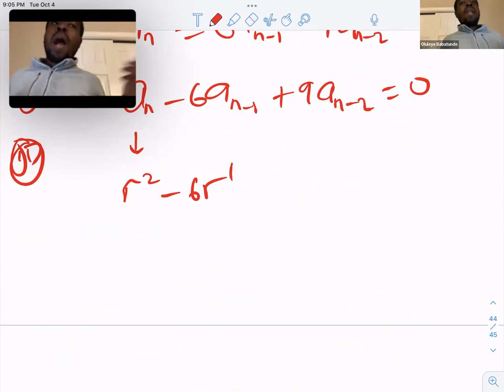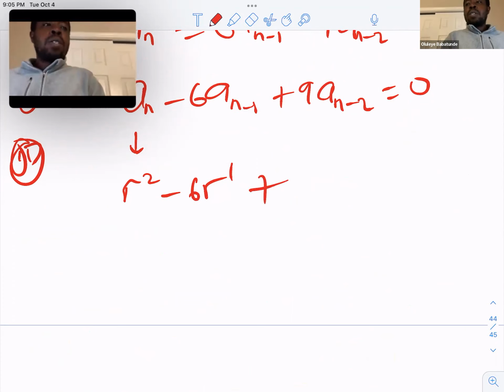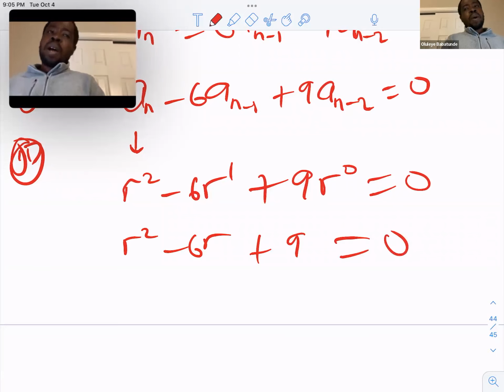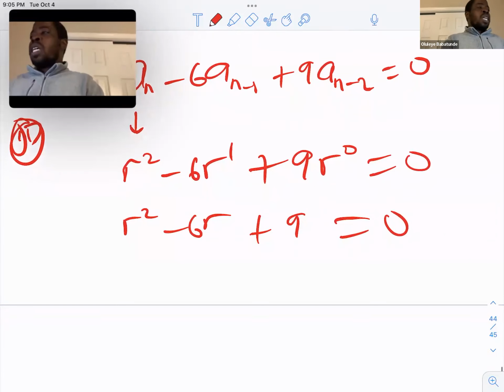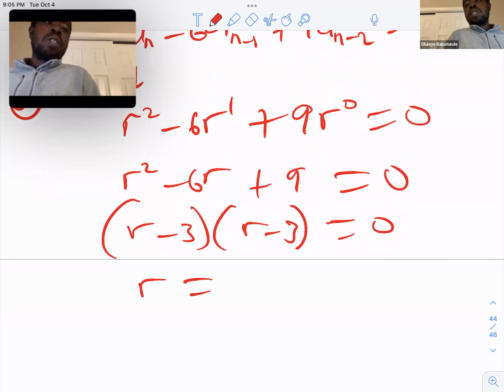Now you can write 1 there. The power will be decreasing, then plus 9r^0. But I can rewrite this as r squared minus 6r plus 9, because anything to the power 0 is 1. If you solve this by quadratic, we have (r minus 3)(r minus 3) equals 0, and that gives r equals 3 twice.